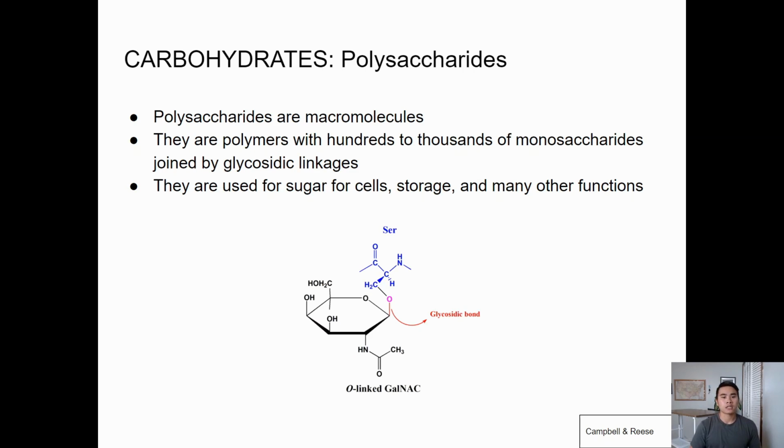Okay, polysaccharides. Polysaccharides are the macromolecules of carbohydrates. They are polymers with hundreds to thousands of monosaccharides joined by glycosidic linkages. They are used for sugar storage in the cells and other functions.